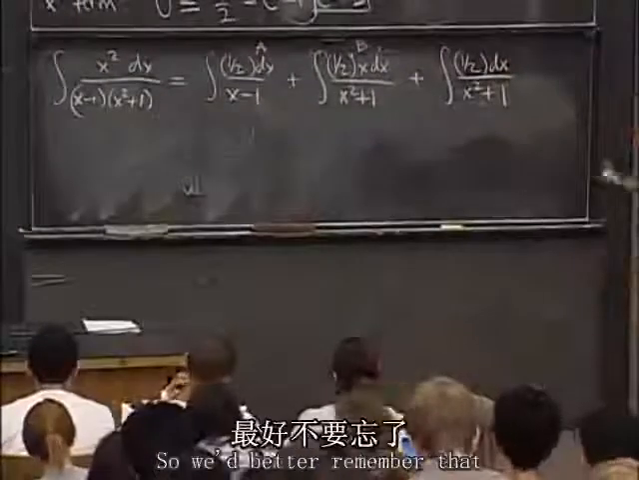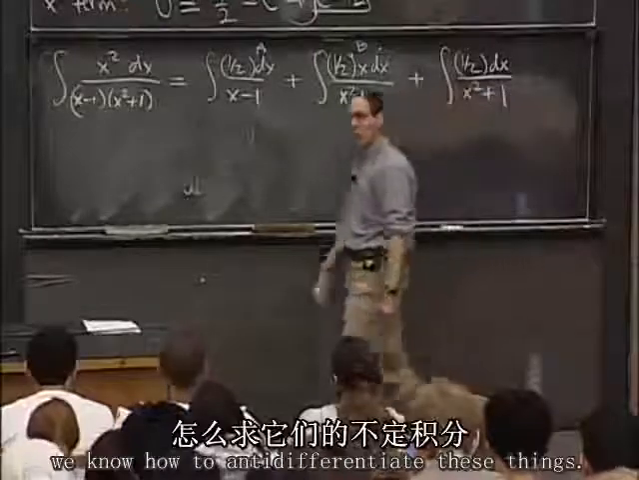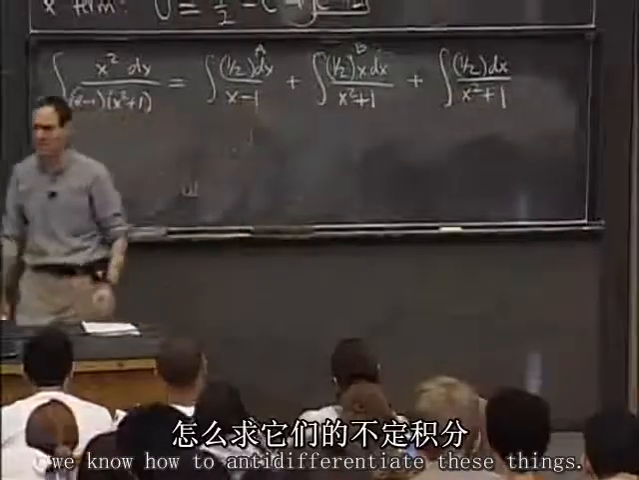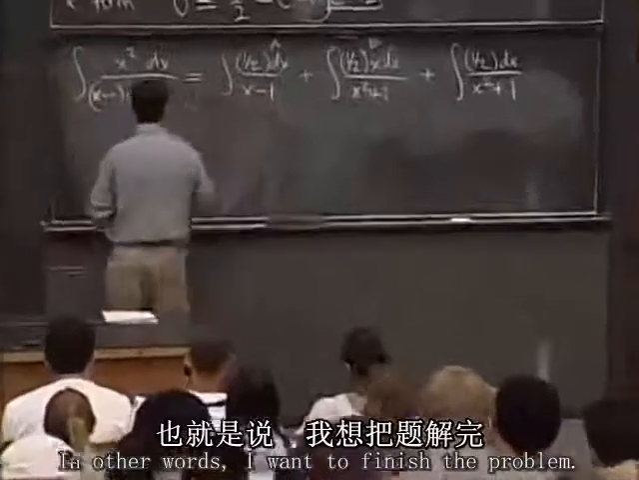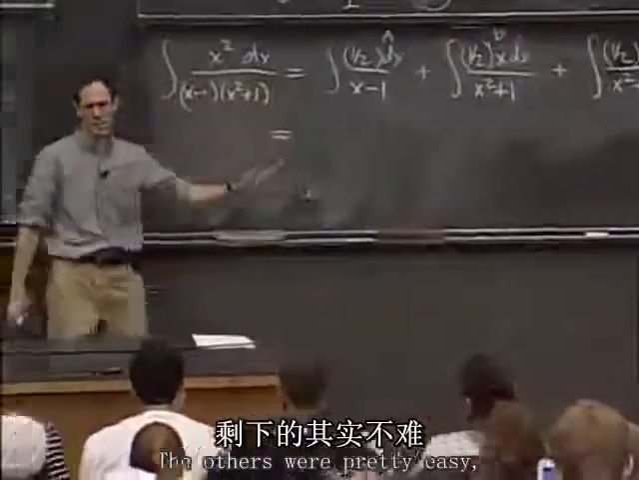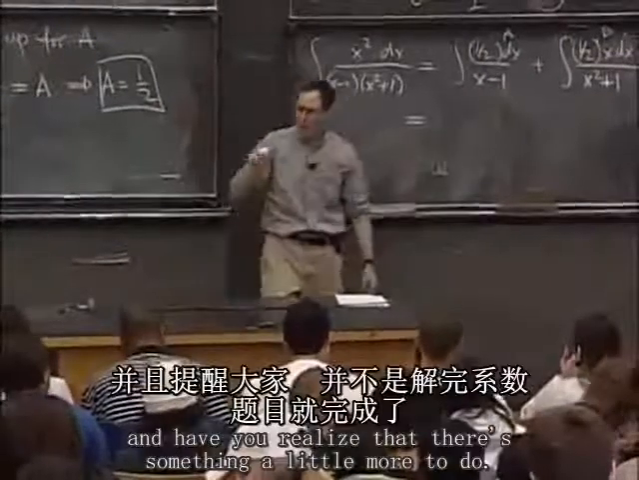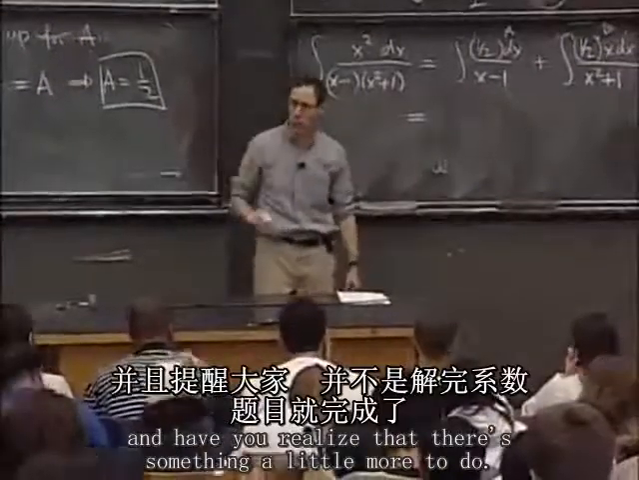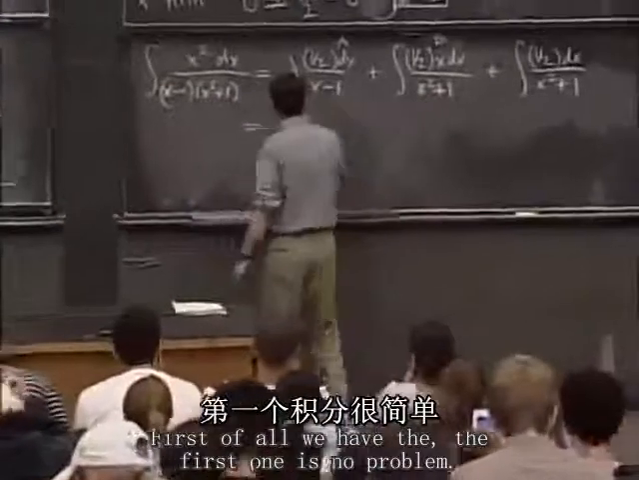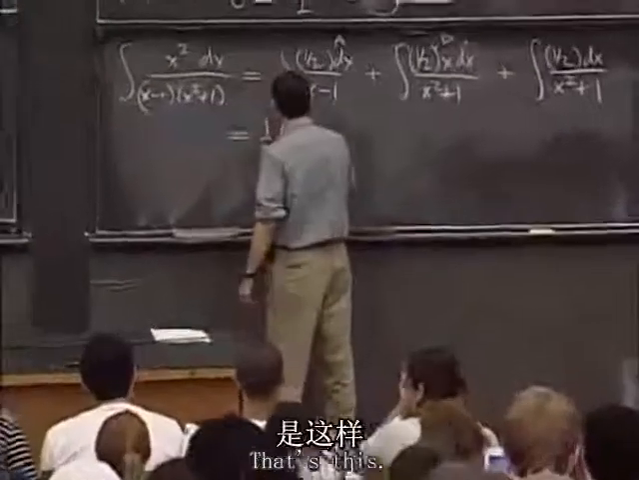So we'd better remember that we know how to antidifferentiate these things. In other words, I want to finish the problem. The others were pretty easy, so I didn't bother to finish my sentence. But here I want to be careful and have you realize that there's something a little more to do. First of all, the first one is no problem. That's this.